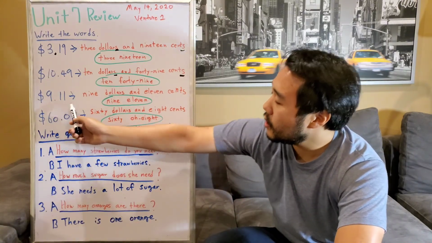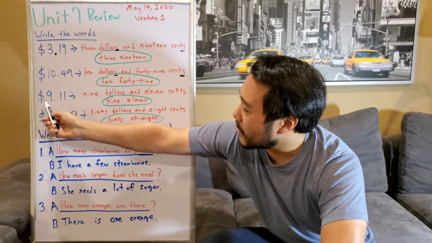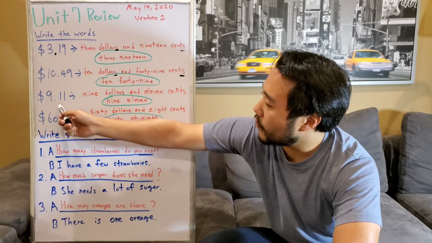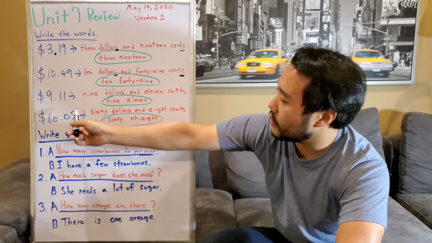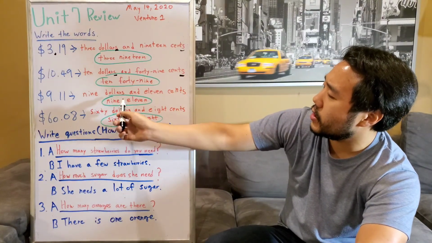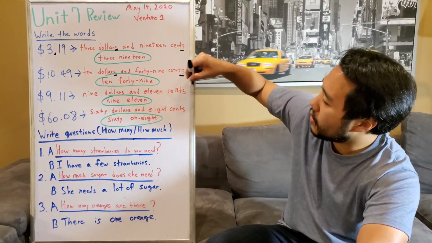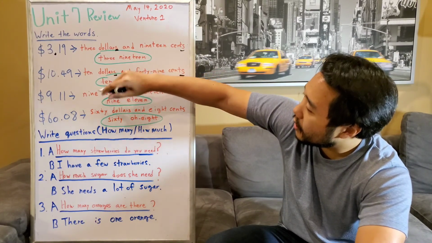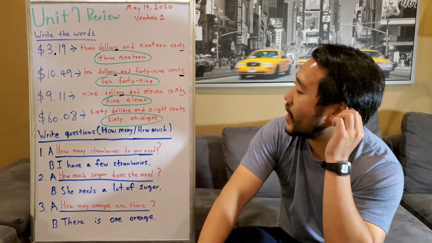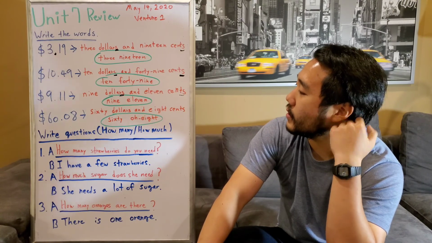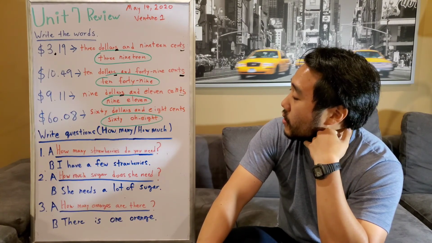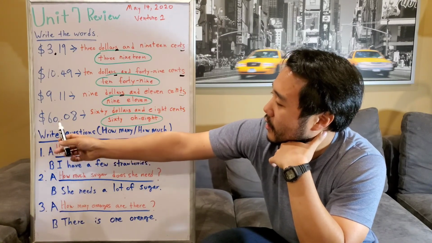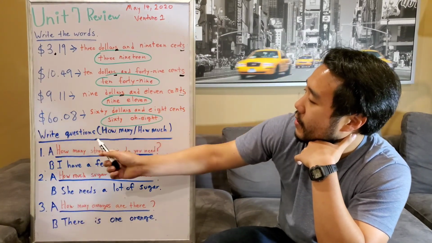This one, we have 9 in the dollar section, and for the cent section we have 11. So we have $9.11. Same thing, this is plural. And if we shorten it, we say 911. And lastly, we have 60 on the dollar side and 8 on the cent side.